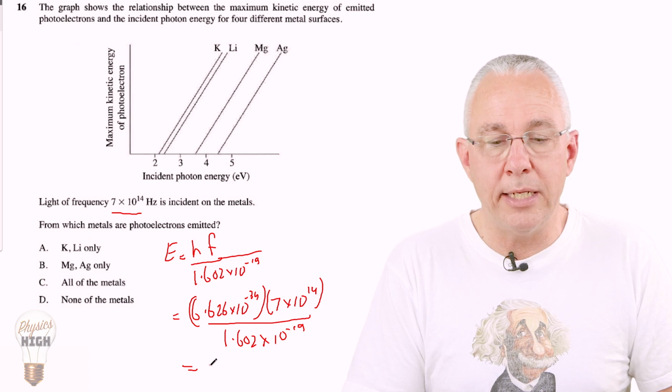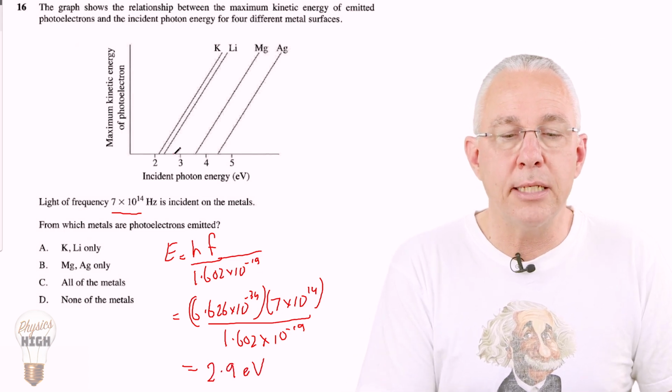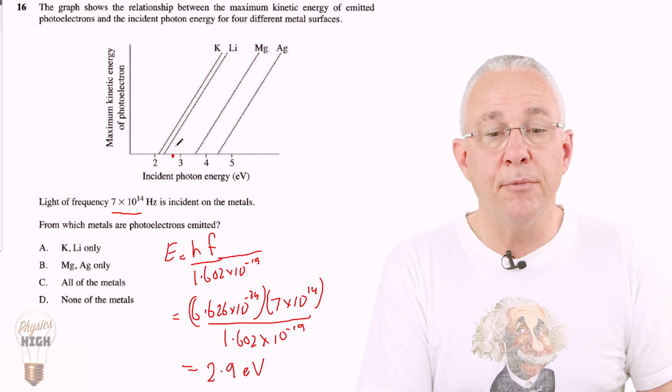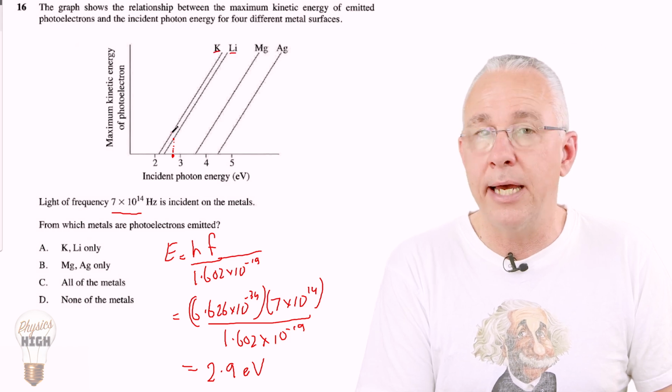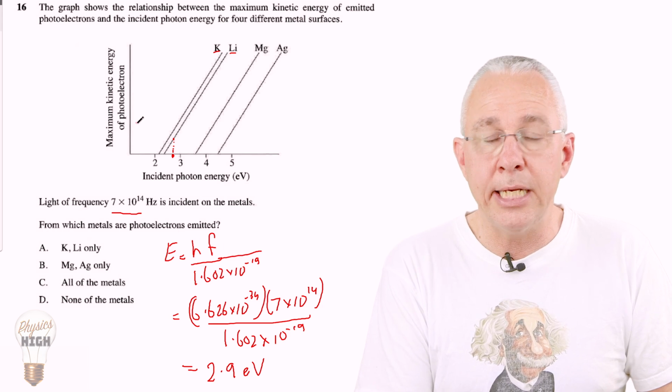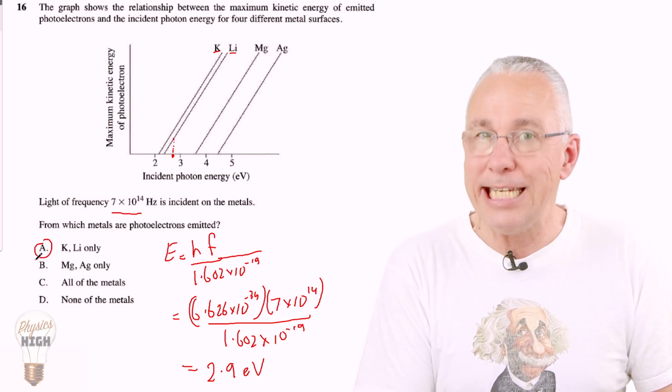And as a result, we end up getting 2.9 electron volts. Now that sits about here. Now reading from the graph, we can read up and see that only K and lithium actually have a value for the kinetic energy of their photoelectrons. And so therefore the only possible answer is A.